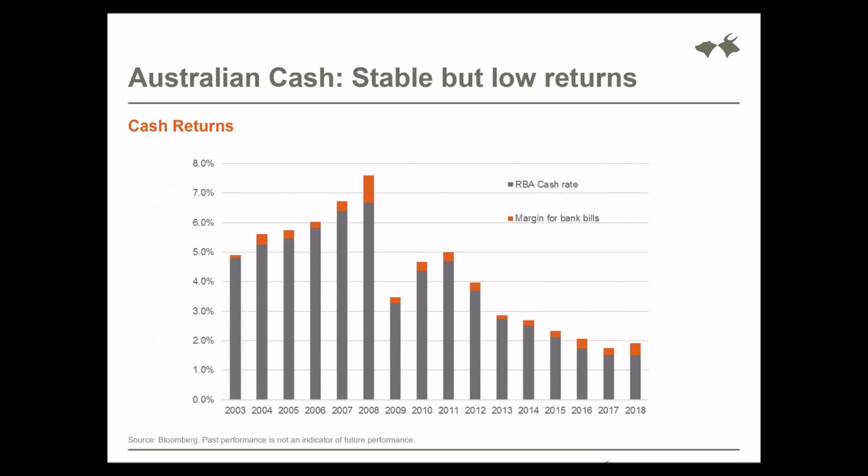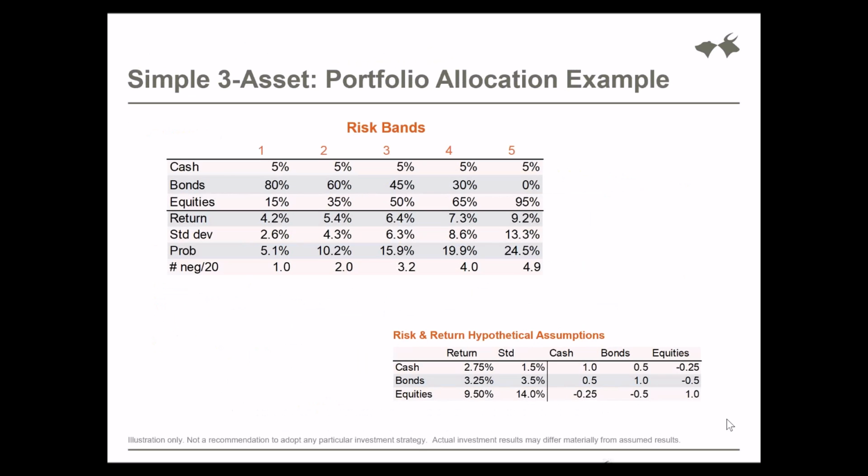So just again, an example of how you could blend three assets then, cash, bonds and equities, using certain return assumptions as I've got there. So 2.75% for cash, 3.25% for bonds, 9.5% for equities, and assuming a negative correlation between bonds and equities, and still negative but not as much between cash and equities. And again, I won't go through it in detail, but just to show you that by blending different elements of cash, bonds and equities, you can come up with different types of portfolios that have different risk return profiles.